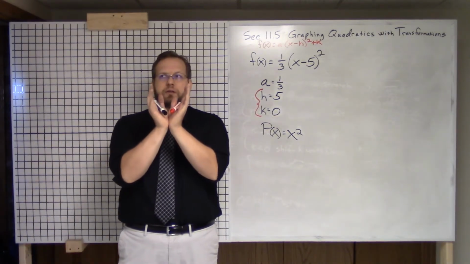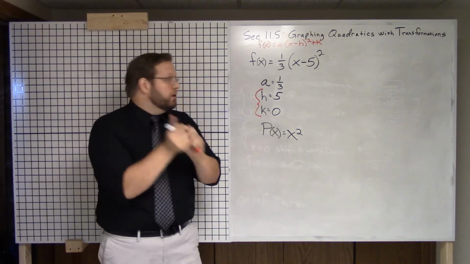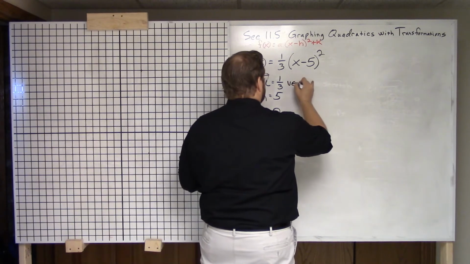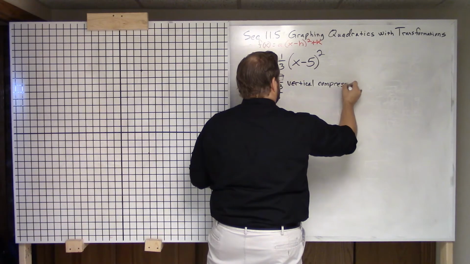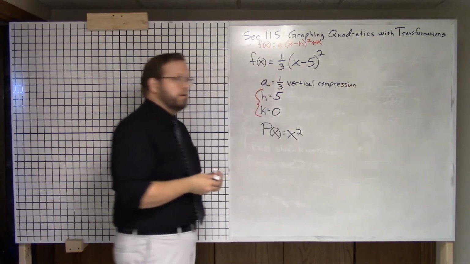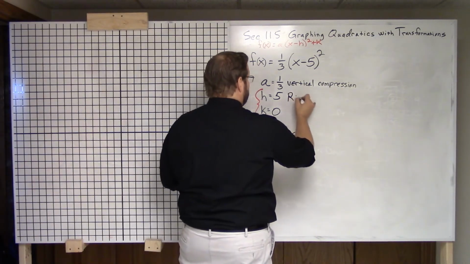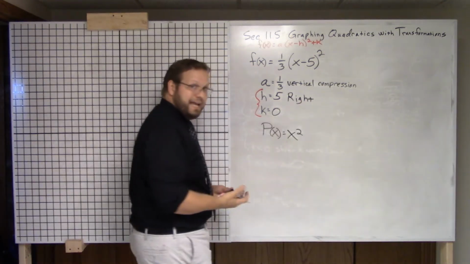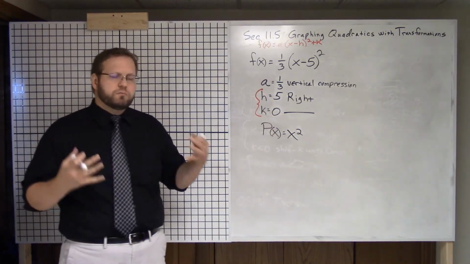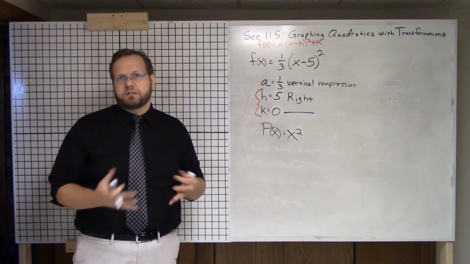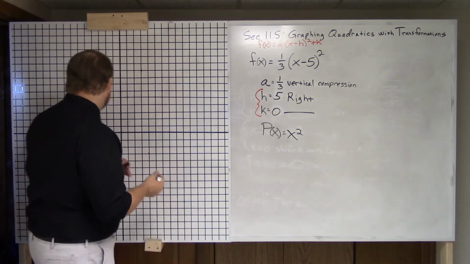So if I multiply by a third, do I make it bigger or smaller? Okay, I'm making it smaller, so that is a vertical compression. Okay, the h value goes left and right. Since it's positive, I'm going right. And if the k is 0, that does nothing to the graph. Again, you could write no change or whatever. Just specify that it's doing nothing. Okay? Now, let's go into the parent function.